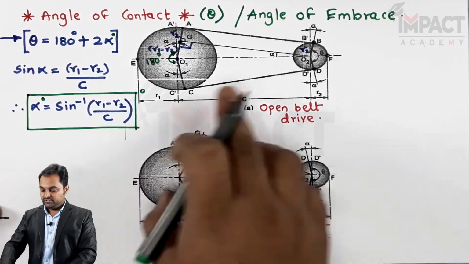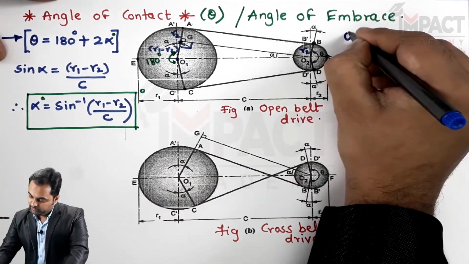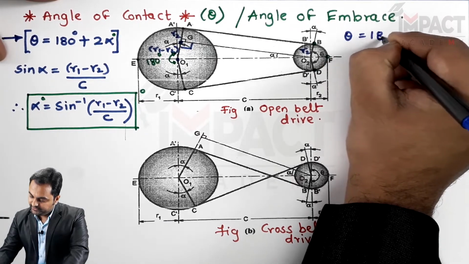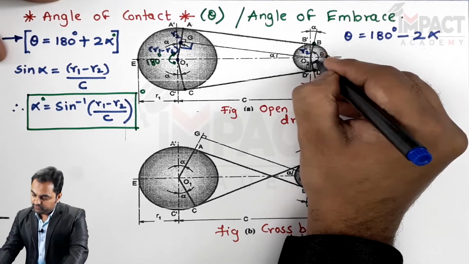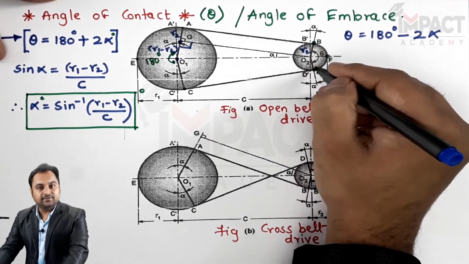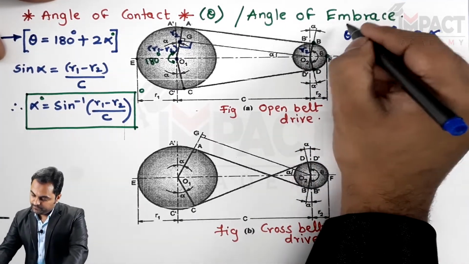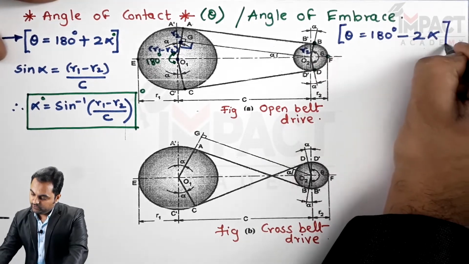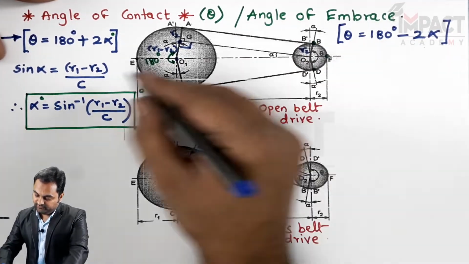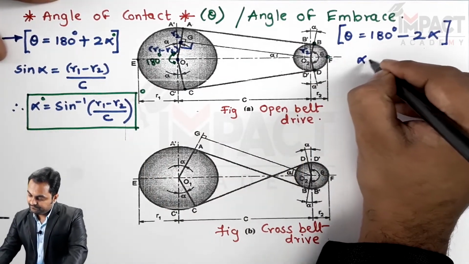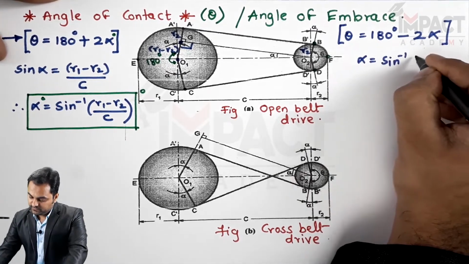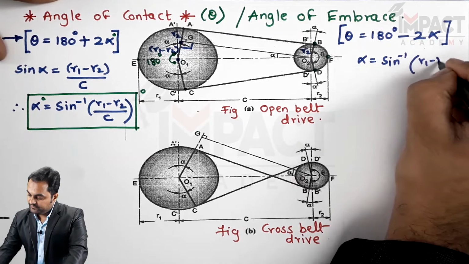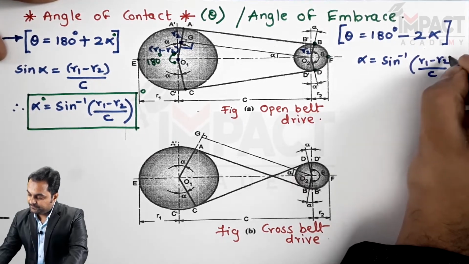Now for the smaller pulley, theta would be equal to 180 degree minus 2 alpha, because the angle of contact is less than 180, as we can see here. And over here the value of alpha will remain same. It will be sine inverse (R1 minus R2) divided by C.